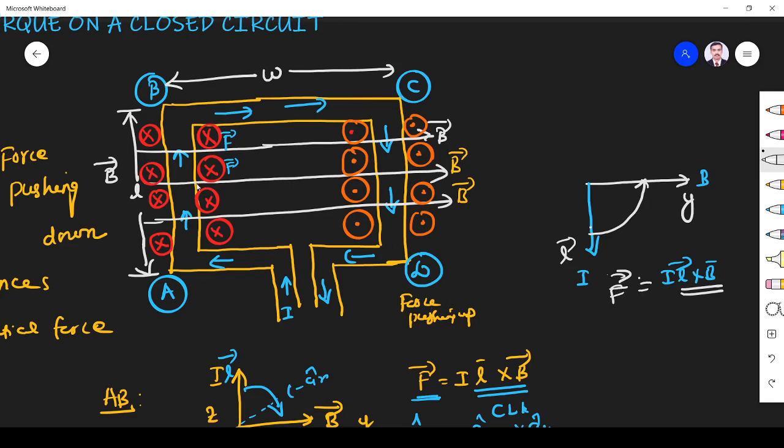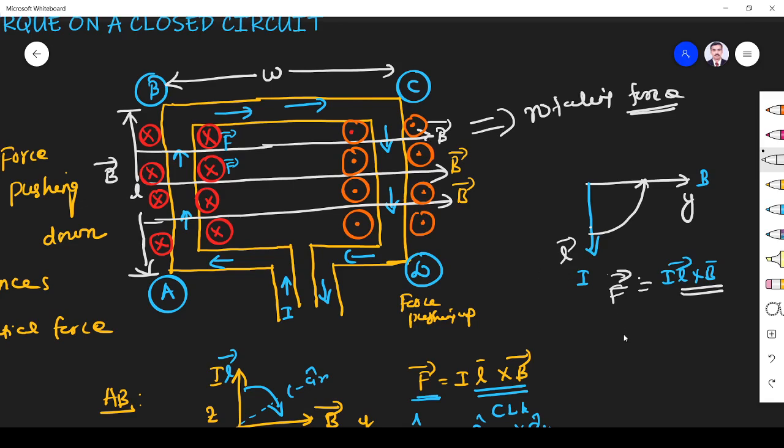So this side it is pushing down, this side it is pushing up. So the result will be a rotating force. It will rotate because one side I push, the other side I pull. Push down, push up. So it will be rotating.